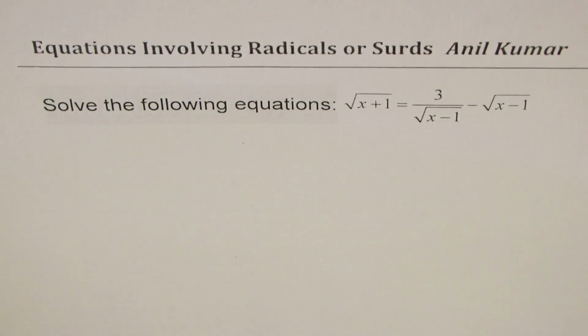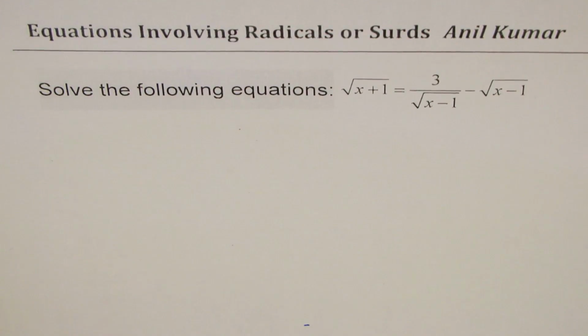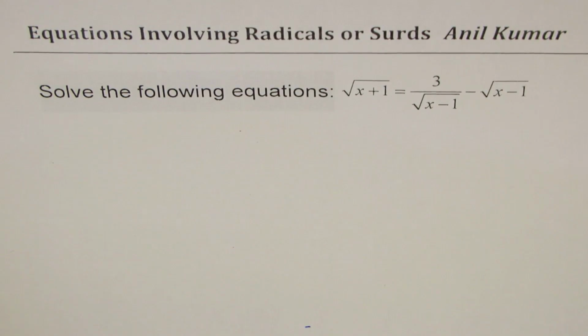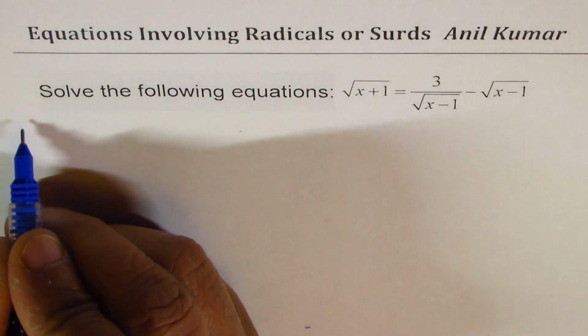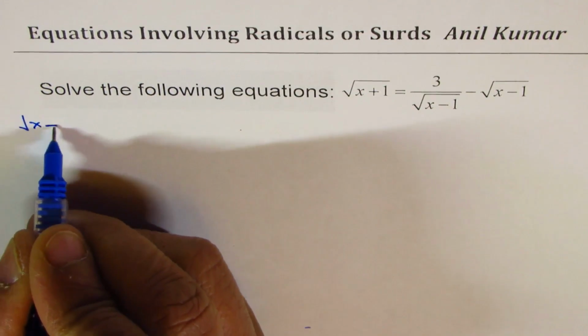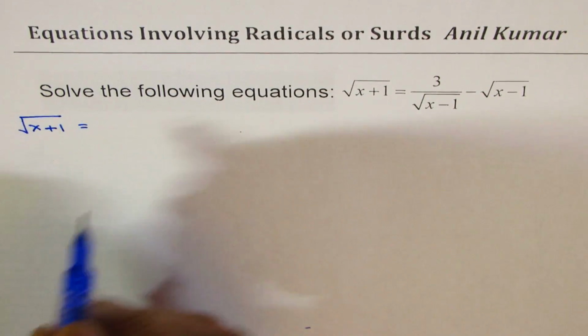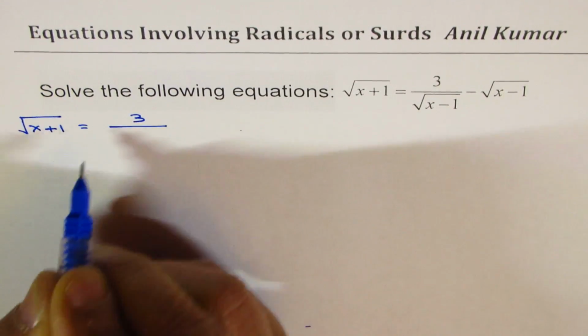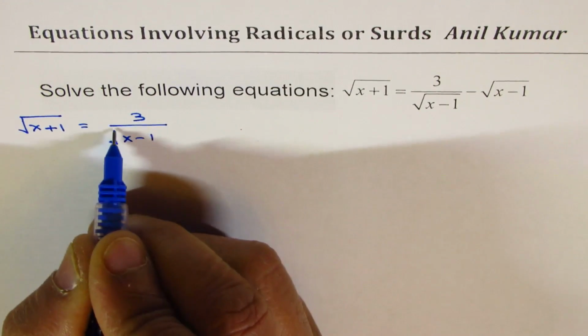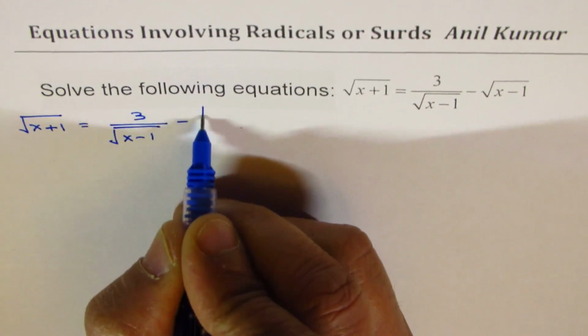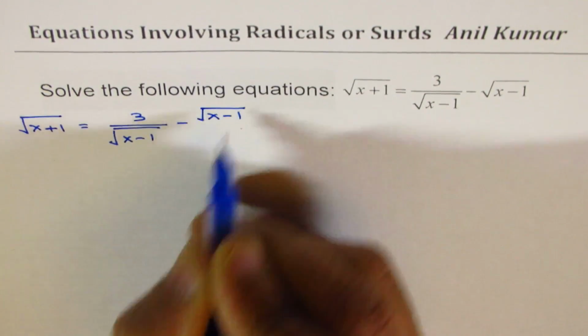Now let's do the last question. I'd like you to pause the video, copy this question, solve, and then check my solution. Now here is the last question. I hope the concepts are absolutely clear and you are in a position to do this. Let's rewrite. We have the square root of x plus 1 equal to 3 over the square root of x minus 1 minus the square root of x minus 1.